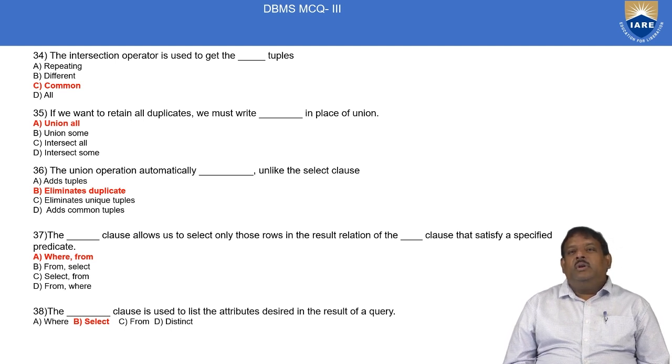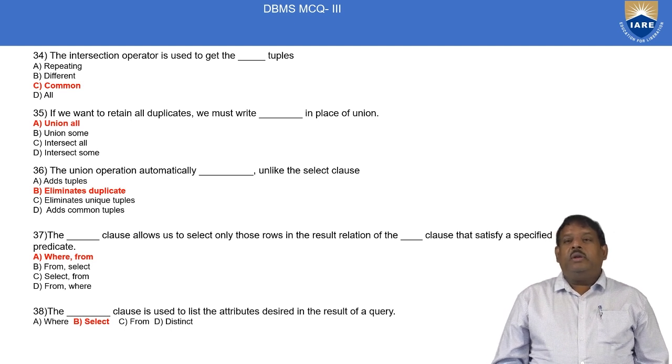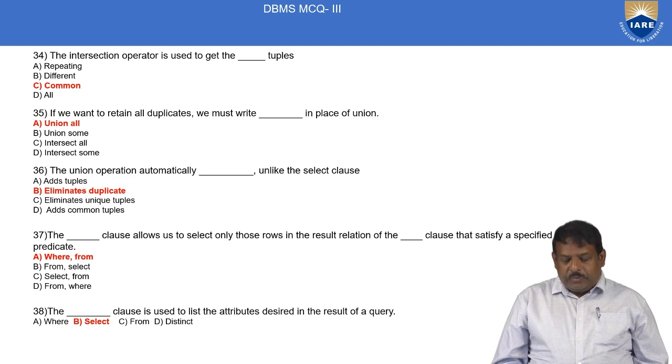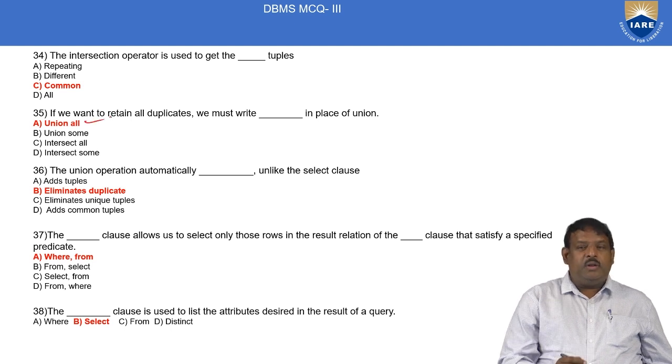we must use union all, union sum, intersect all, or intersect sum. If we want to use all the duplicates, then we have to use union all. Union all will combine the entire two relation sets and not remove duplicates. Union is going to filter out the duplicate records, whereas union all will have all the records. So union all is the right answer.